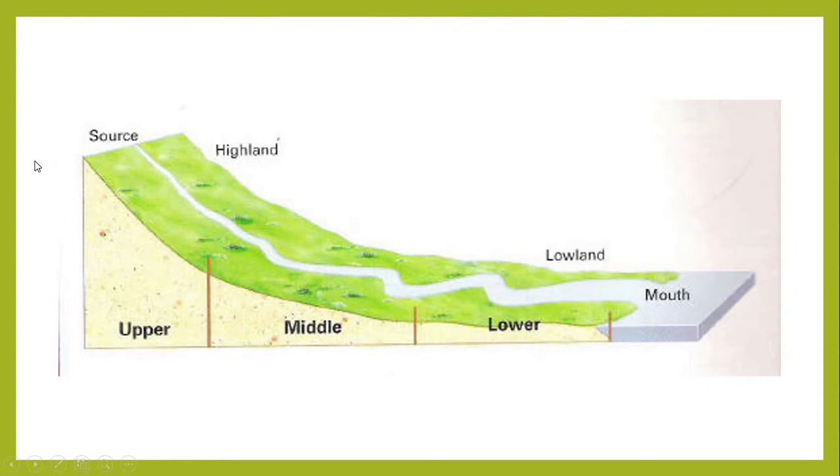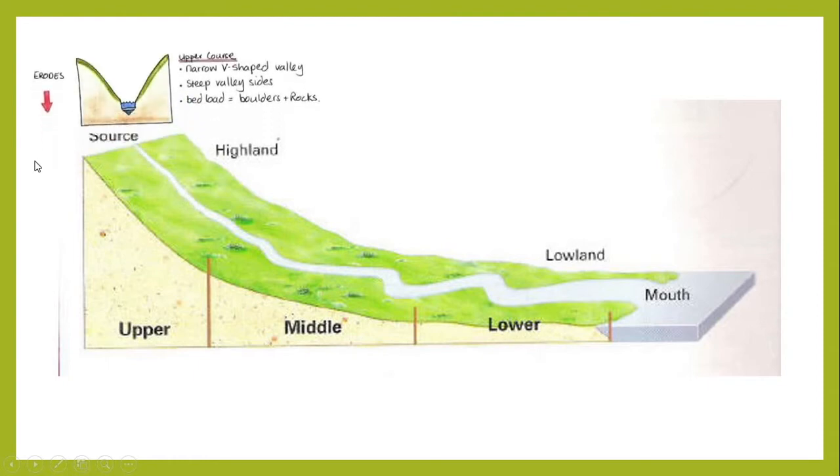And that means that the type of erosion that's going on, it tends to be eroding directly downwards more than sideways at all. We call that vertical erosion. So in the upper course, what you tend to get are quite narrow valleys that have very steep sides. And the load tends to be quite large rocks because the river has more energy up here.